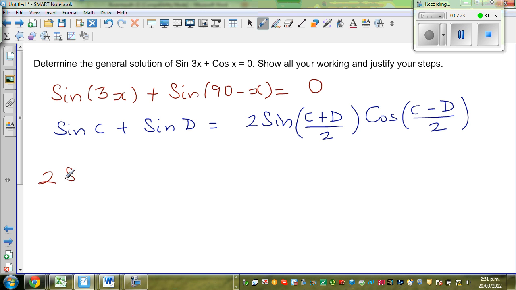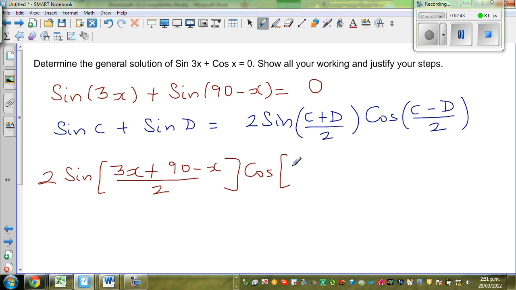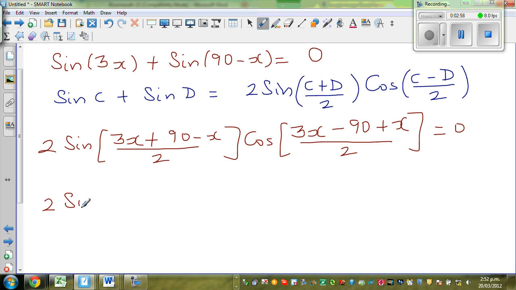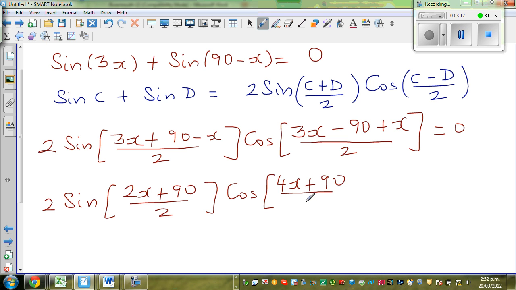So this is 2 sine, let me put this in brackets, so this is (3x plus 90 minus x divided by 2) times cos. So you have to do c minus d. So I hope you understand this step. So (3x minus 90 plus x divided by 2) is equal to 0. So this is nothing but 2 sine. So this is 3x minus x, which is 2x plus 90 divided by 2. And this is cos 3x plus x is 4x plus 90 divided by 2.